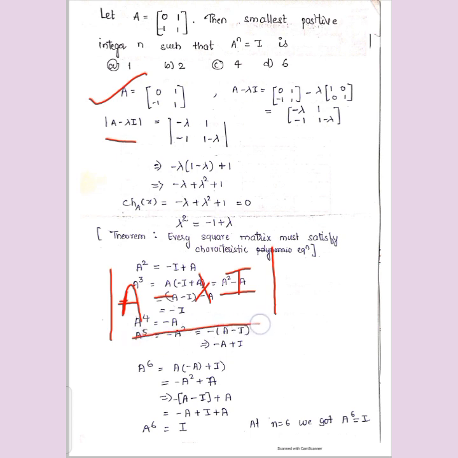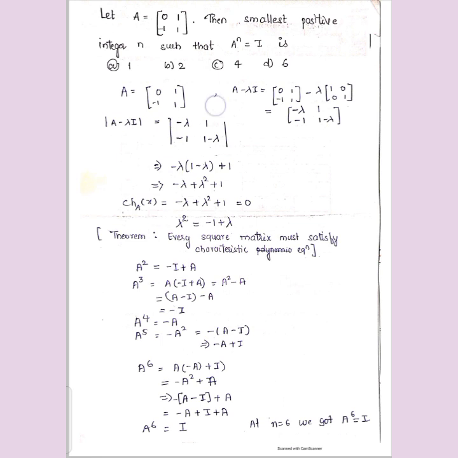How are you going to find the characteristic polynomial of any given matrix? We can easily find it with the help of this: the determinant of A minus lambda I. Here A is your matrix, I is the identity, and lambda is the eigenvalue which we have to find out. So here we have to multiply lambda with each element of the identity matrix.